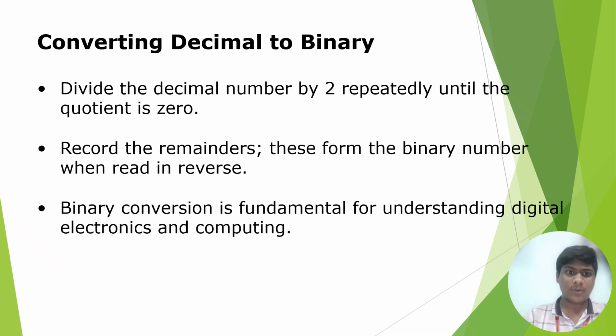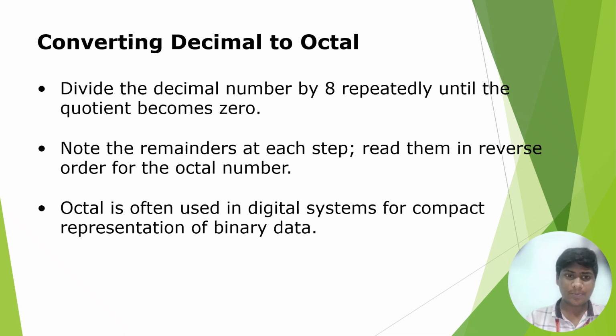Converting decimal to binary. Divide the decimal number by 2 repeatedly until the quotient is 0. Record the remainders. These form the binary number when read in reverse. Binary conversion is fundamental for understanding digital electronics and computing.